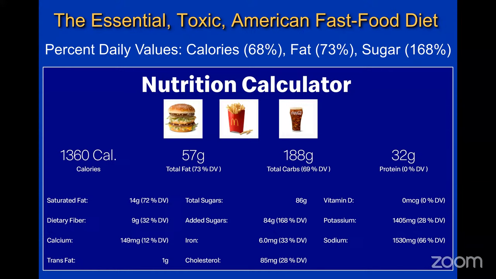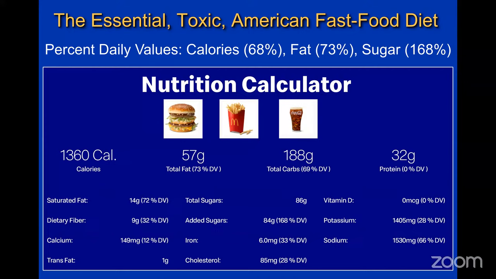This is the Big Mac, fries, and Coke. It's 1,360 calories, about what I eat in a day, okay? And it has 57 grams of fat. It has 84 grams of sugar, which is 168% of the recommended daily allowance. It is an incredibly atherogenic meal, and it's being consumed every single day.